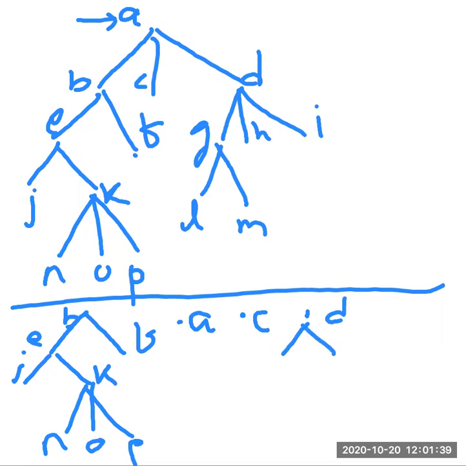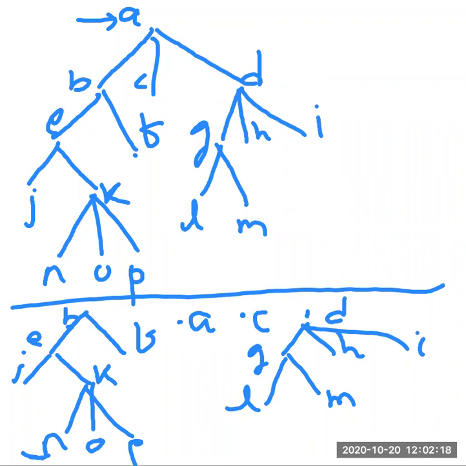So D, G, H, and I, and G as L and M. So this will be the first stage of the in-order traversal. But what is the second restriction? That we visit these trees in in-order way. So B in in-order way, the first subtree, A in in-order way, C in in-order way, and D also in in-order way.